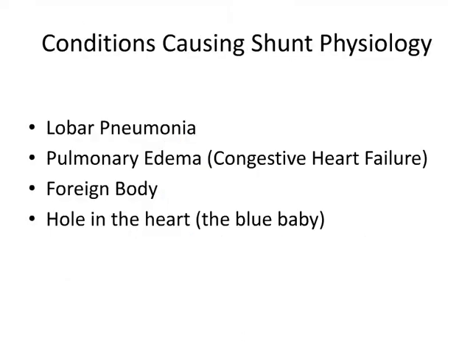Other conditions that cause shunt are as follows: lobar pneumonia, pulmonary edema, as can occur from congestive heart failure, foreign body obstructing an airway, or hole in the heart leading to right to left shunt. You may have heard of the blue baby syndrome, made famous at Johns Hopkins. Another more common example would be a patent foramen ovale. You may remember that from your anatomy class.